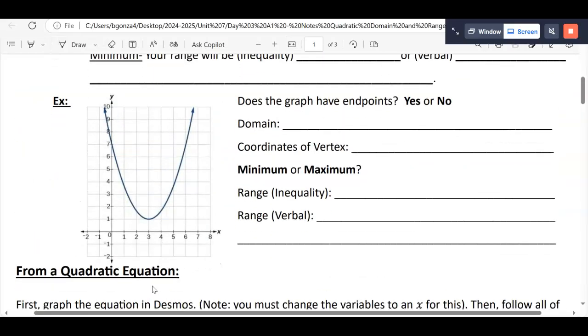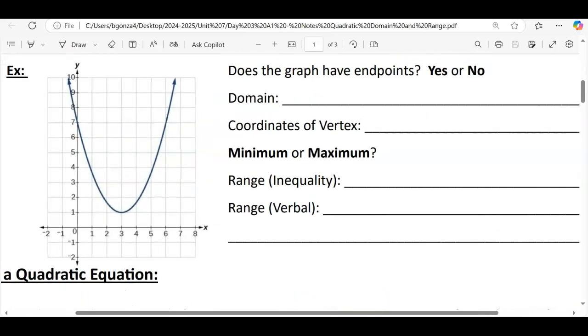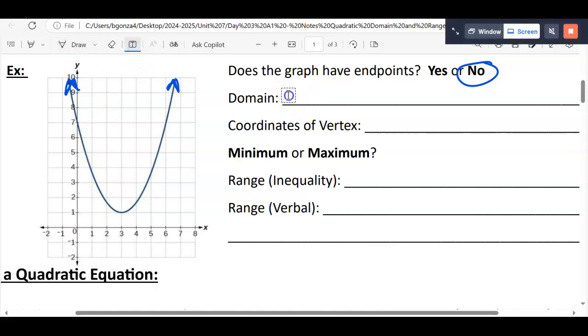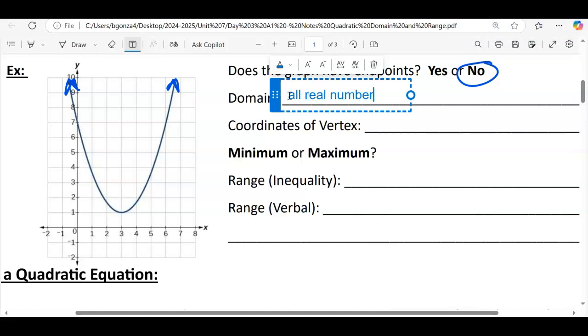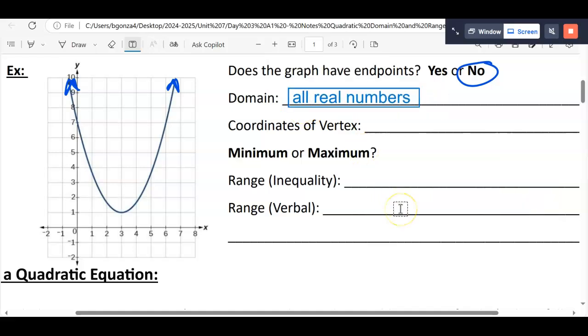Okay, check it out. We are on this example right here. Does the graph have endpoints? Now, how do you know if a graph has endpoints? Well, the points at the end will be either, like the warm-up, solid or open. But if you see this, arrowheads, those are arrowheads. Y'all see that? Those are not endpoints. So if there are no endpoints, what did we just write above this? The domain is going to be all real numbers every time. So again, no endpoints for a quadratic. It goes forever to the left, forever to the right.